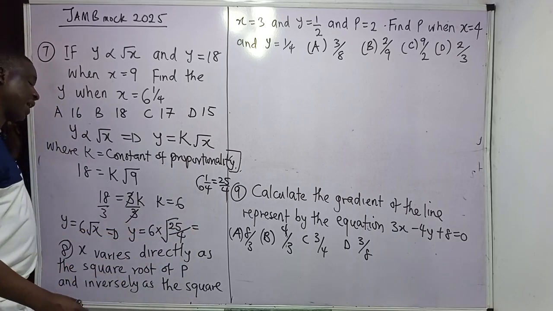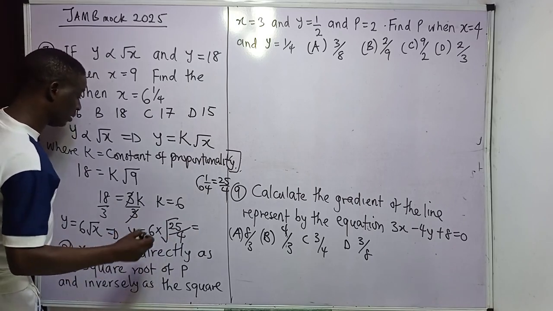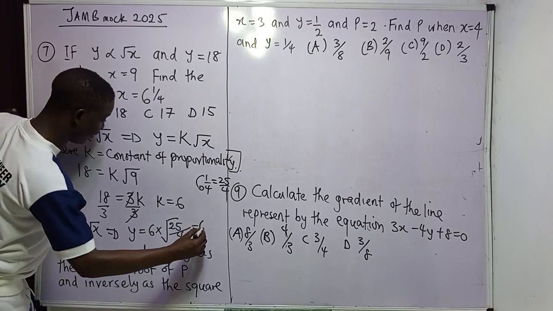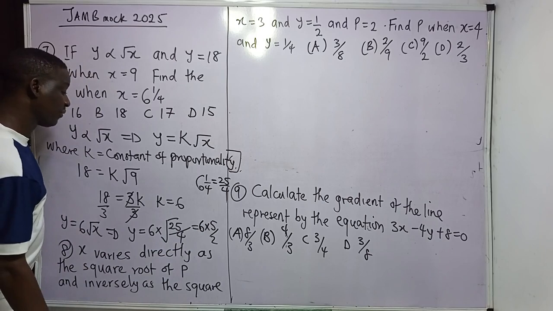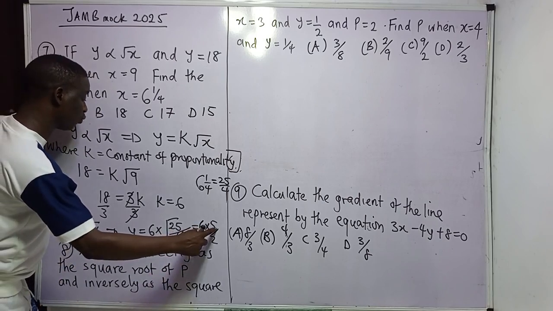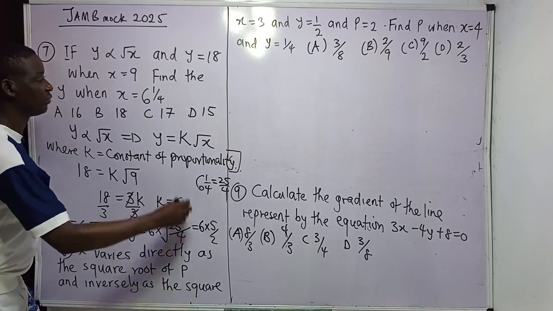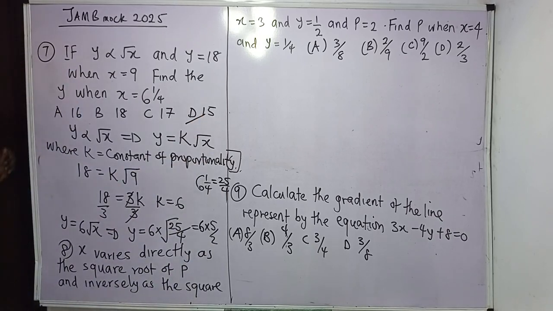The square root of 25 is 5, and the square root of 4 is 2. So 6 times 5 over 2. What is the final answer? 6 times 5 is 30, divided by 2 is 15. So the answer is 15.